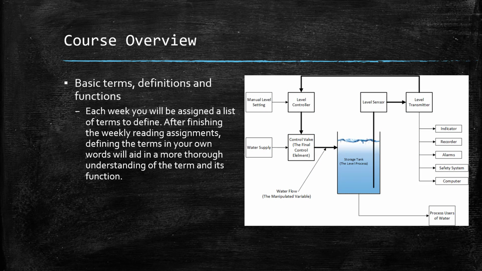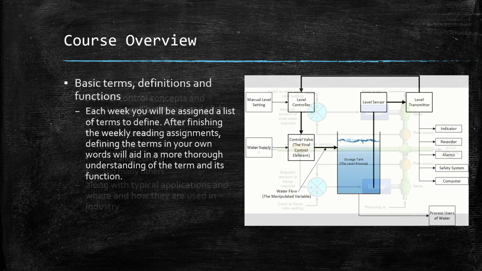In this course, we're going to be covering some basic terms, definitions, and some functions of process control. Each week, you're going to be assigned a list of terms to define. After finishing the weekly reading assignments, defining the terms in your own words is going to aid you in getting a much more thorough understanding of the terms and the functions that these terms provide in process control.